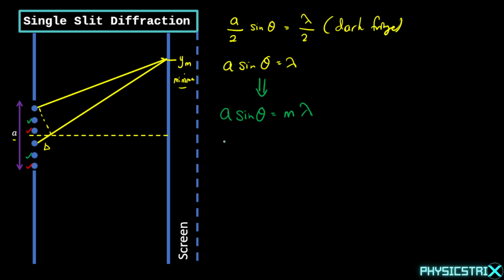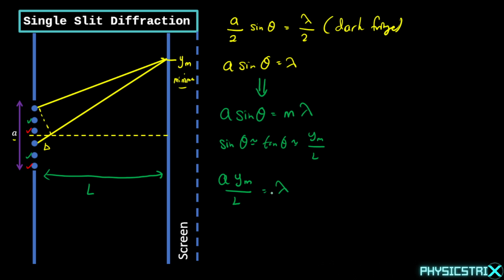Again, here we use the small angle approximation, where sine theta is approximately tangent theta, which is approximately ym over L. Here I'll label this L. So I'm left with ym over L equals m lambda over A. The position of those dark fringes is going to be m lambda L over A. As simple as that. Once we understand this idea, we can try to apply it to a worked example.